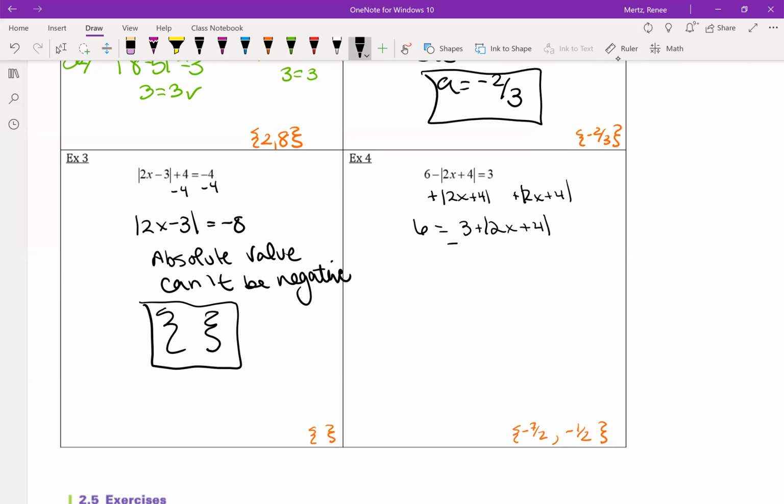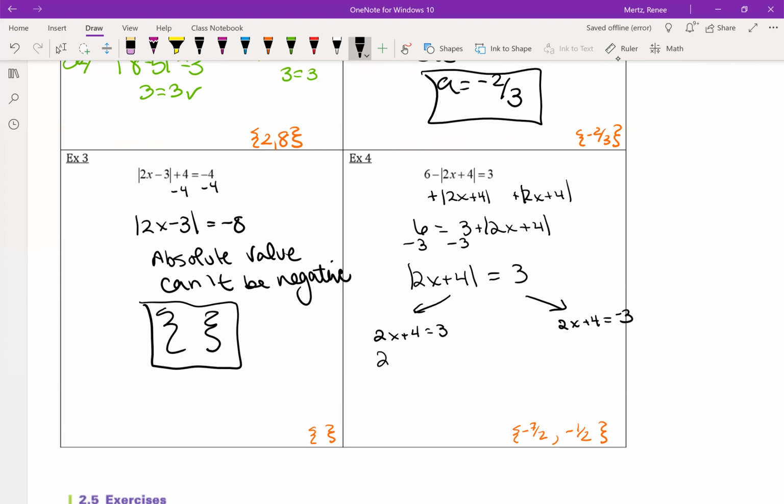And then I'm going to subtract the 3 over. Now I'm ready to branch. So I'm just going to move this back to the left, equaling 3. So I have 2x plus 4 equals 3. 2x plus 4 equals negative 3.